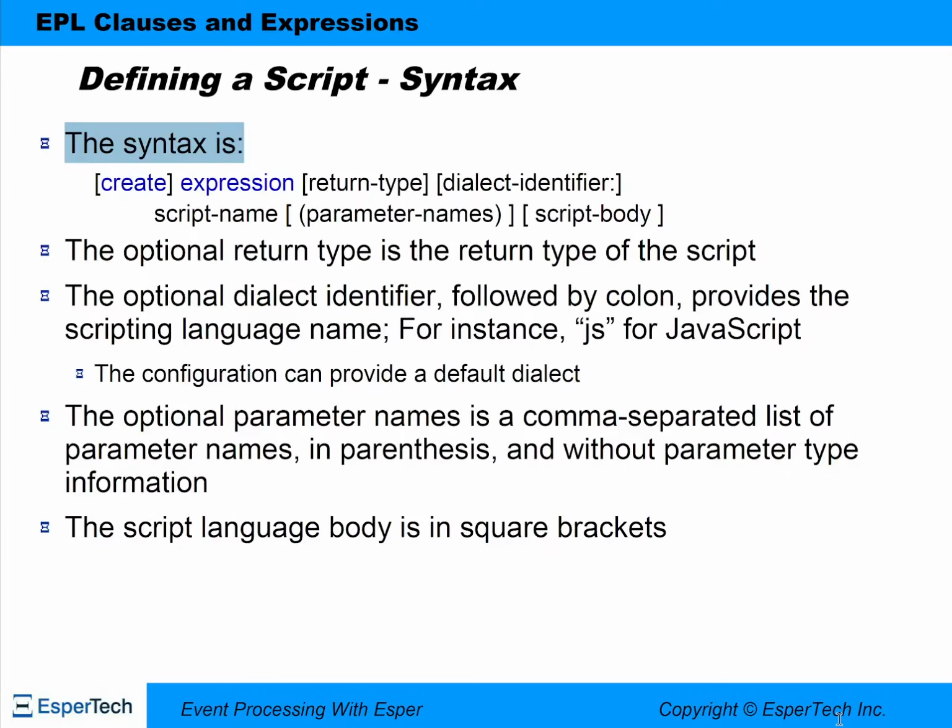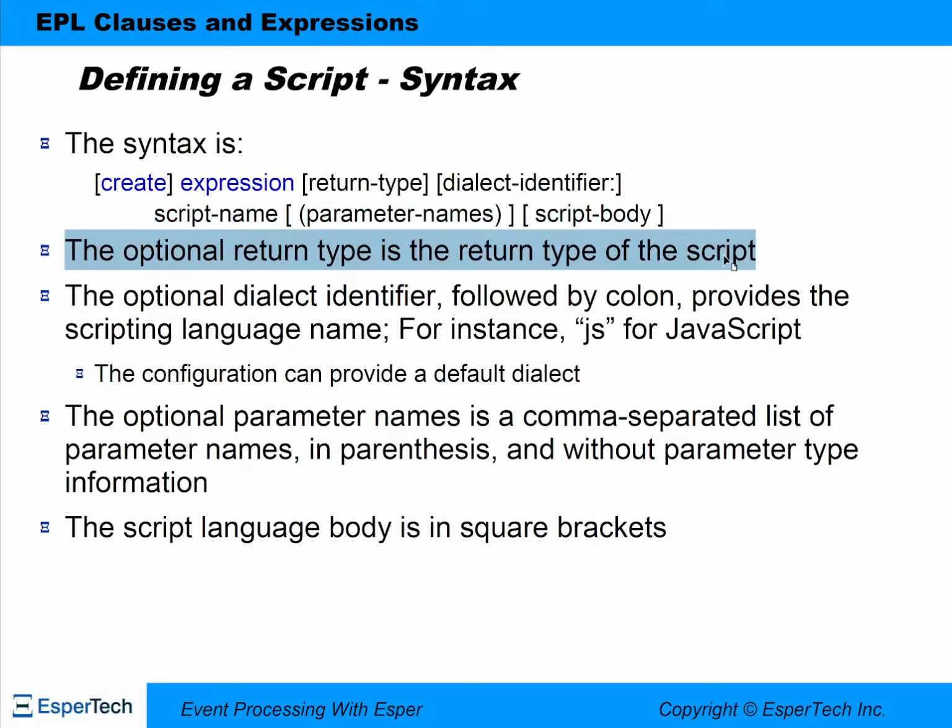The syntax is: optionally, the create keyword. Then, the expression keyword. Then, optionally, the return type. Then, optionally, the dialect identifier and a colon. Then, the script name. Then, optionally, parenthesis and a list of parameter names. Then, the script body in square brackets.